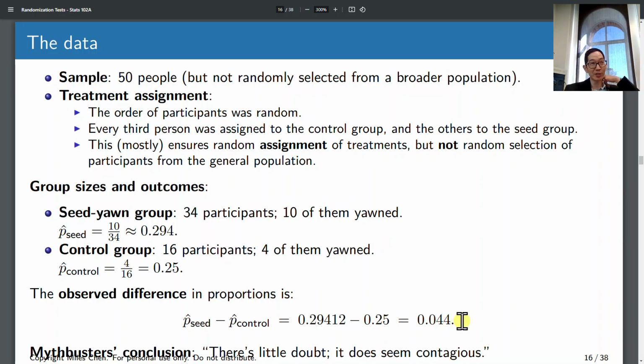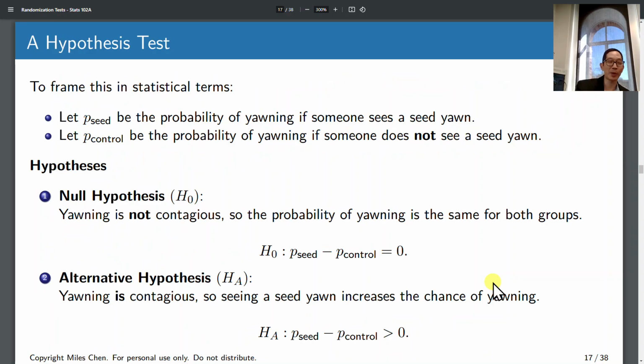They said the difference isn't dramatic, but given how large our group was, they feel it's confirmed, and the narrator says there's little doubt that yawning is contagious. That was their conclusion. We're going to run a randomization test and do a hypothesis test to see what we get.